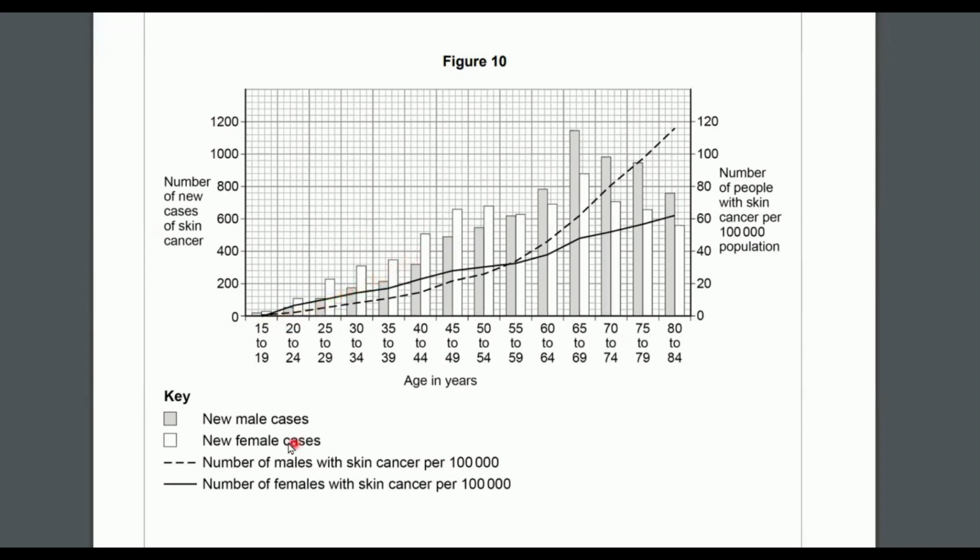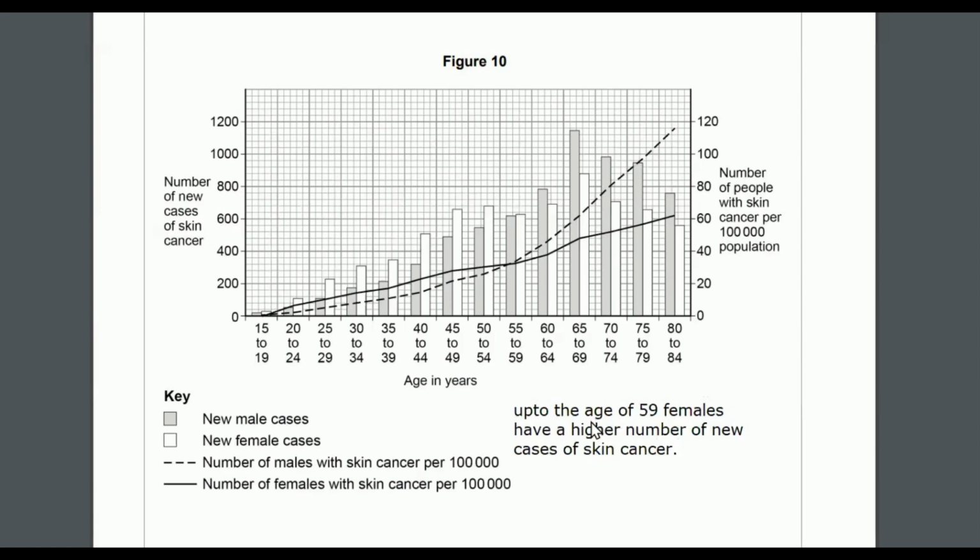In fact, look at the women's bars are the white ones. They're always taller than the men's, all the way up to the age of 59, and then the men take over. So what we can say here is, up to the age of 59, females have a higher number of new cases of skin cancer. So that's one thing that we can say.